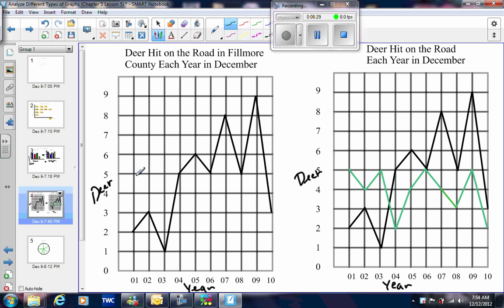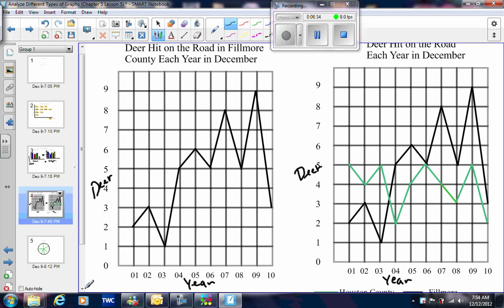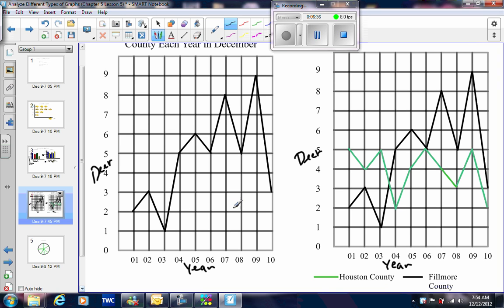The double line graph, can't see the whole screen here. I'm just going to go down a little. You can see that the green line, you're going to have a key on here that shows that the green line shows Houston County, whereas the black line, so you can see I just took the data from this, brought it over and put it in here, and compared it with some data from Houston County. So you can use things like this to help you make decisions about that data.